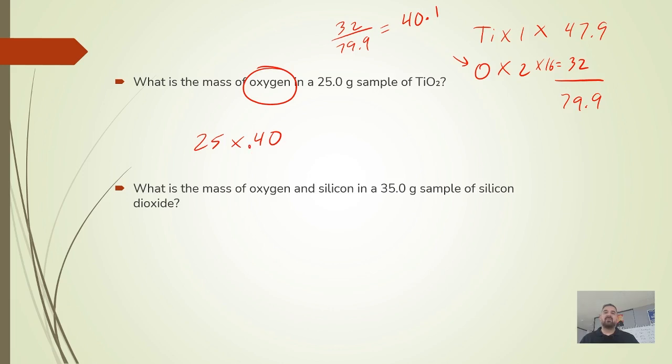So everybody in your calculator, you're going to do 25 times 0.4. What does that give you? All right, 10. Now to calculate for titanium is going to be 60 or 59.9. So we're going to do the same thing. We're going to do 25 times 0.599. What does that give us?